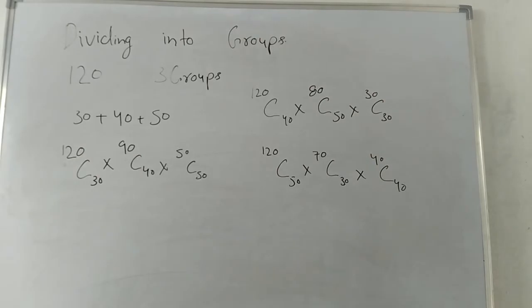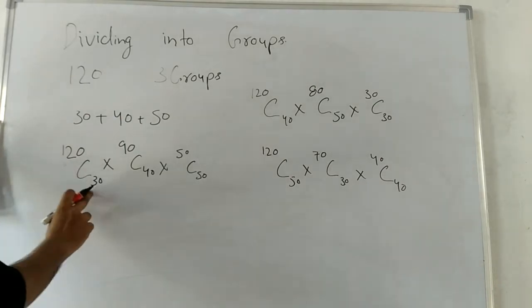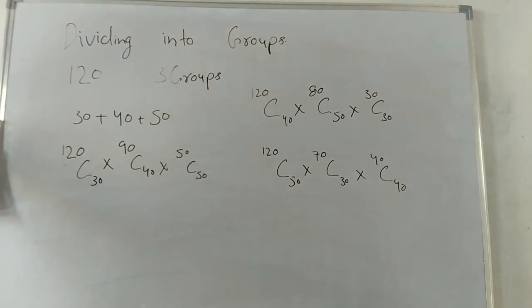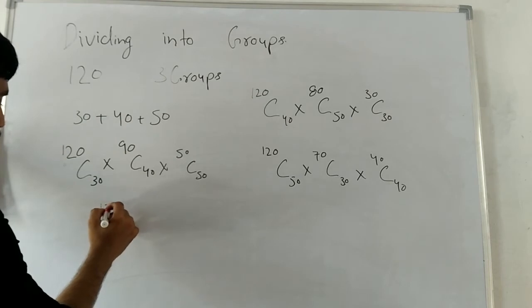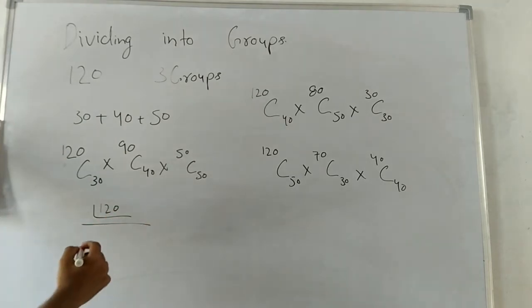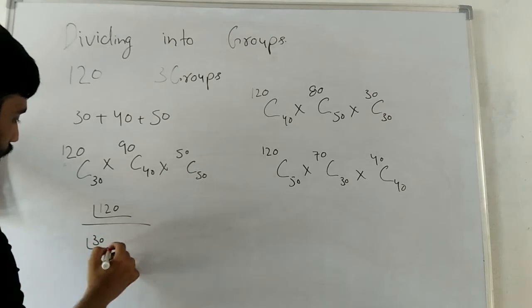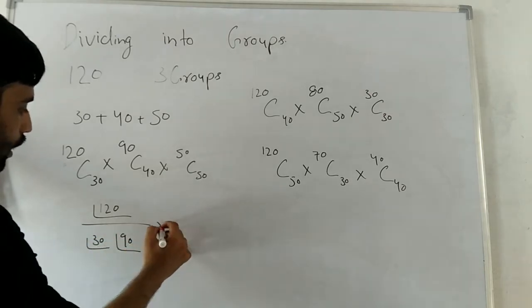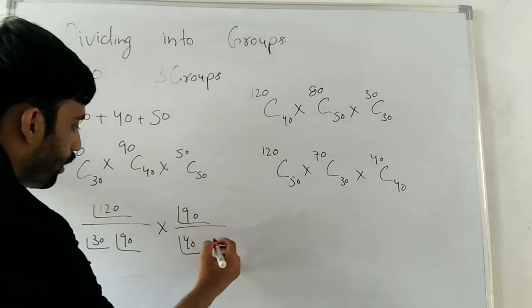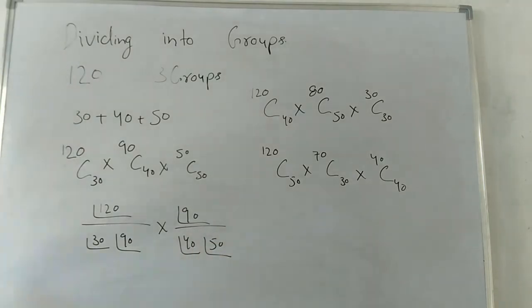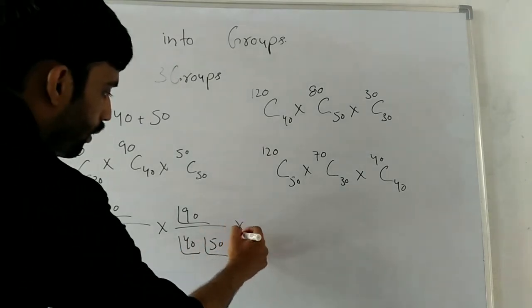So here you can see that there are three manners of dividing them. So the answer will become the same, but we have three ordered or three different groups. So the answer will become factorial 120 divided by factorial 30 and factorial 90 into factorial 90 upon factorial 40, factorial 50, into 1.